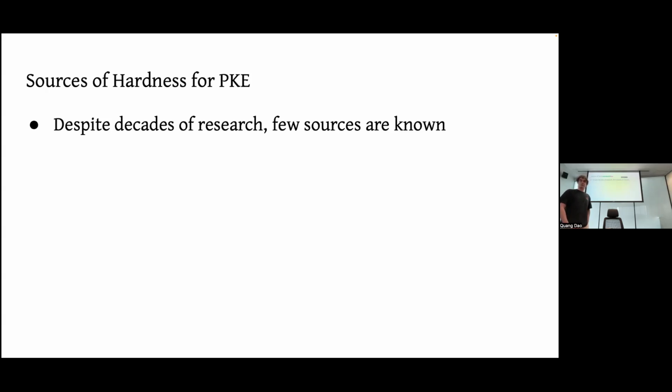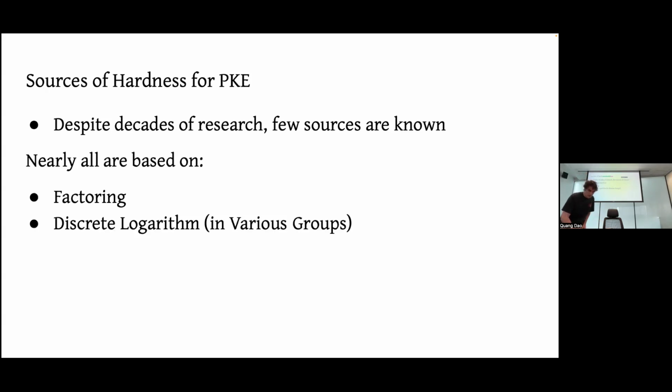Now, you can imagine that public key encryption is a very important primitive for communicating between parties over an insecure channel or over some distance. But despite decades of research, we have very few sources of hardness known that imply public key encryption. I'll actually give a relatively comprehensive list just on this slide. So first, we have the schemes which are based on the hardness of factoring and the hardness of the discrete logarithm problem in various groups. But to our knowledge, all these assumptions that imply public key encryption are quantum broken.